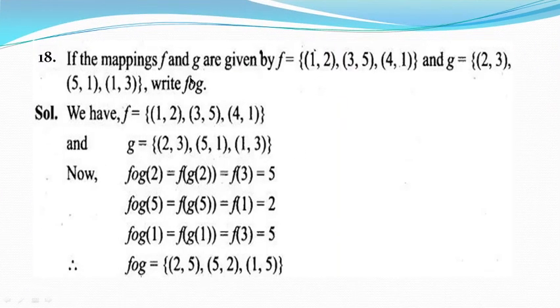18th question: if the mappings f and g are given by, find fog. This I'm not going to discuss, very simple question students, you can solve it yourself. Yes, one thing I would like to tell you, when we have to find fog, it means what is the domain for this function fog. We have to take the domain of function g. It means 2, 5 and 1. Basically we have to find fog of 2, fog of 5 and fog of 1.